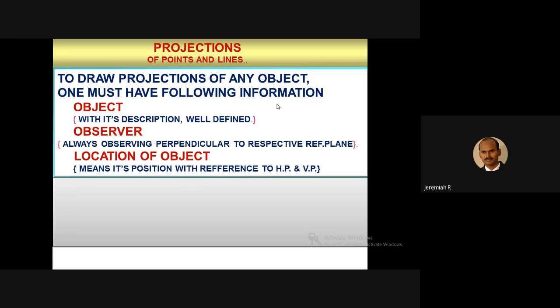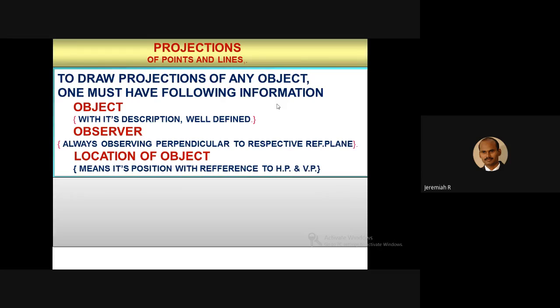If you see the forthcoming slide, you will be able to understand. There are three pieces of information required. One is an object: a point, a line, or a solid. If it is the first unit, we are going to keep a point. If it is the second unit, we are going to keep the line as well as lamina. Lamina means 2D: a circle, a rectangle, a square. In the first unit, we consider first quadrant, second quadrant, third quadrant, fourth quadrant, everything in projection of point alone.